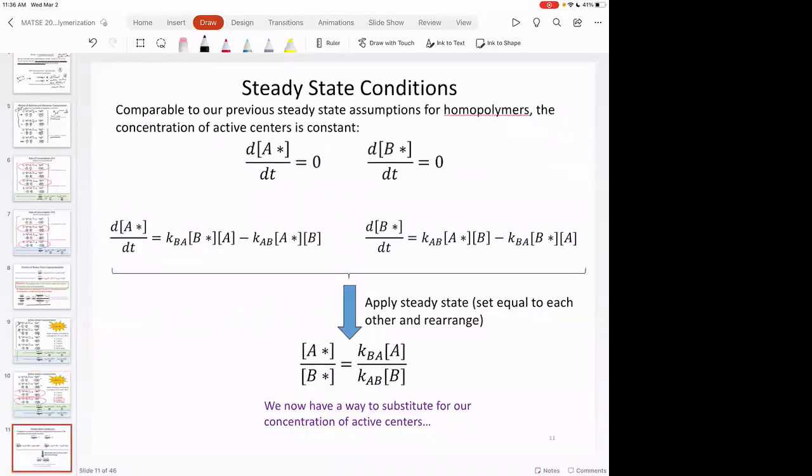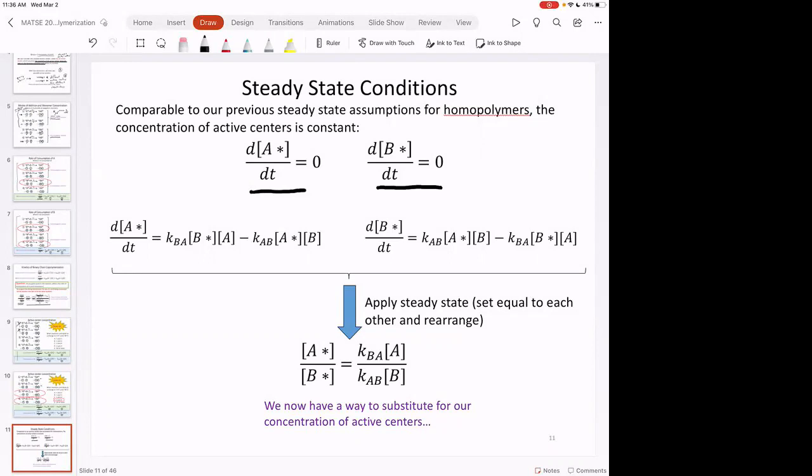Okay, so we make the steady state approximation. And so we say that the change in active center A and the change in active center B equals 0. That's what the steady state approximation is. It's not that the concentration is 0. So we need the concentration of A star to be finite because that's going to be making polymer for us. Same with B star. And so it's the change of concentration that's 0.